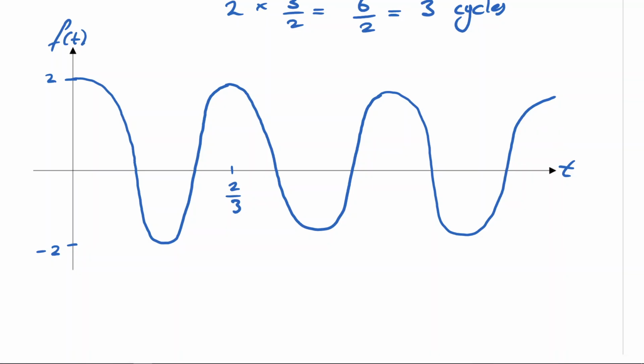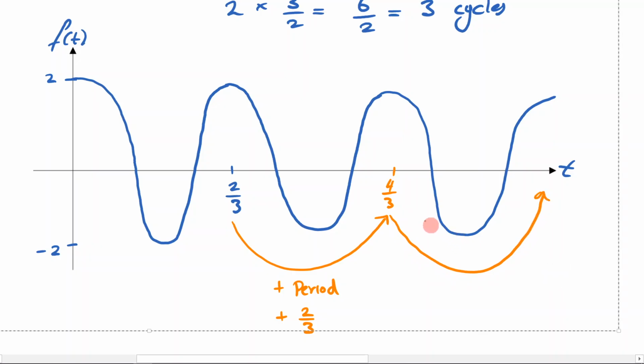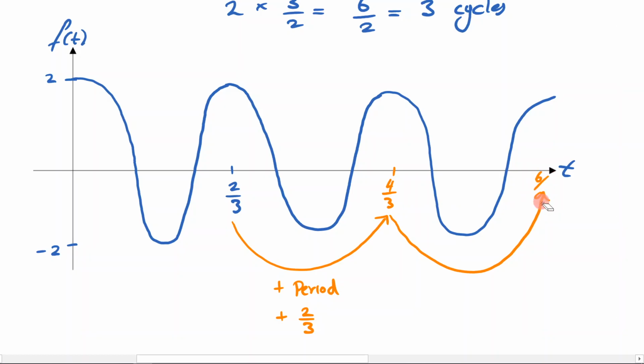Now, what we can say here is that this is 2/3. So if I plus a period onto this, I'll find where my next one is starting, and I know that period is 2/3. So I'm going to go 2/3 plus 2/3, which takes me to 4 on 3. And then I'm going to plus another period onto that, which is 4/3 plus 2/3, which is going to be 6 on 3. Let me just draw this again.